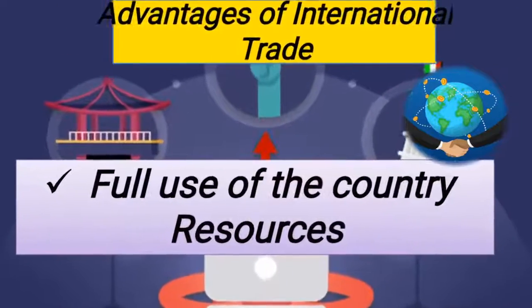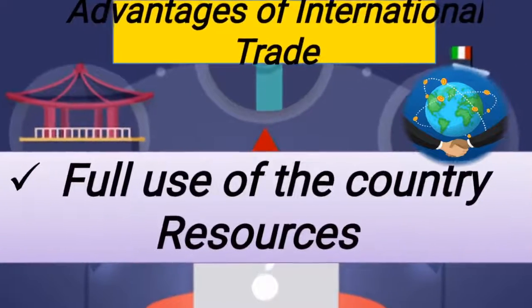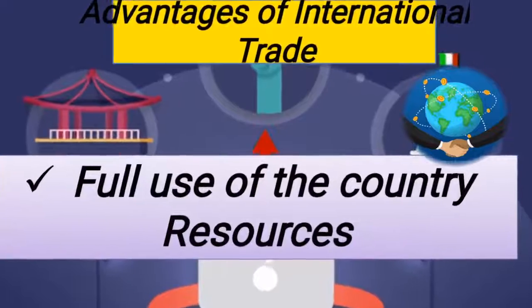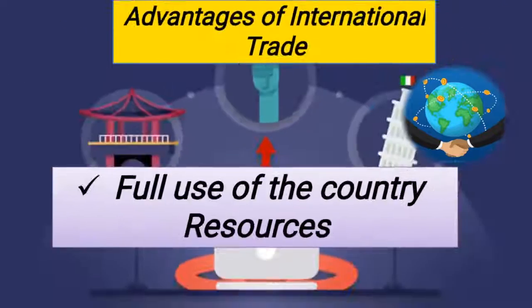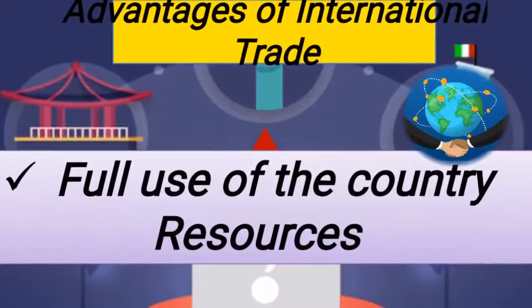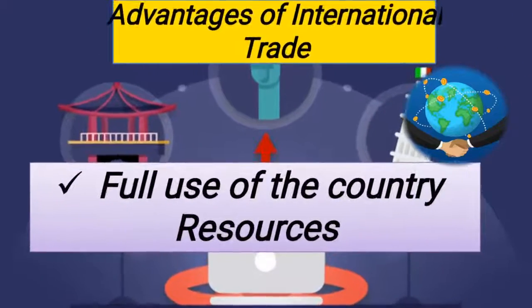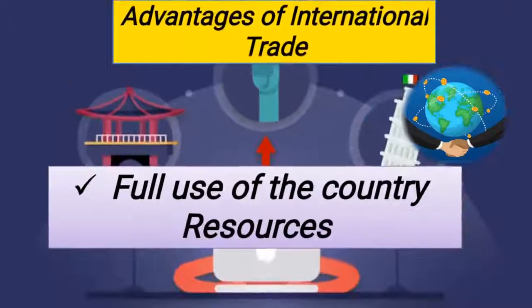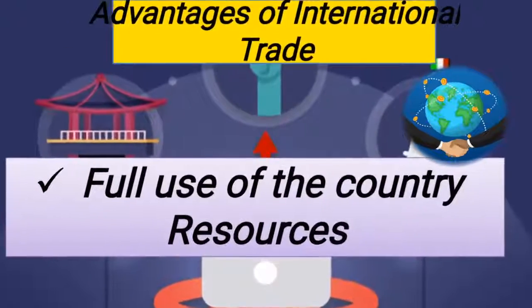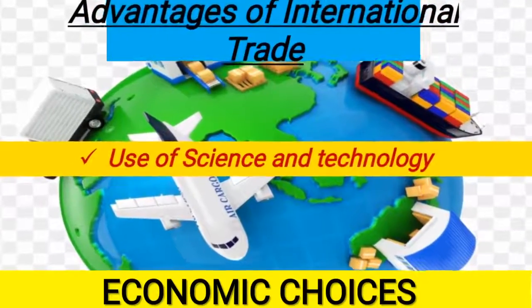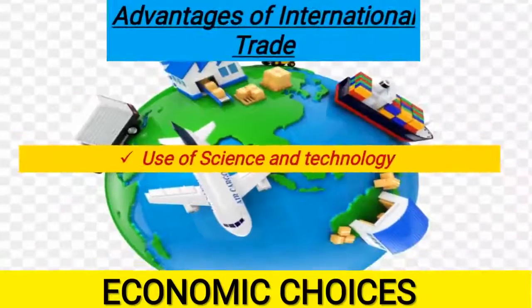So guys, the world is connected with each other in exchange of goods, and international trade is providing the path to trade with each other, right? So full use of country resources means that whenever we have something extra, we can exchange and give that extra stuff to other countries, and we can earn foreign exchange. Let's discuss our second most important advantage of international trade.